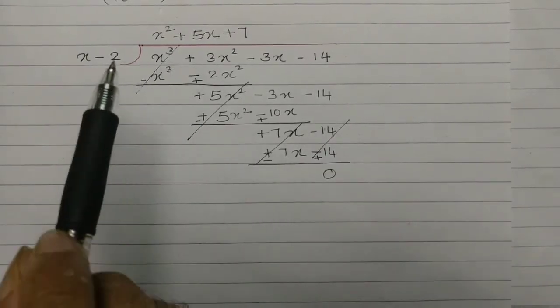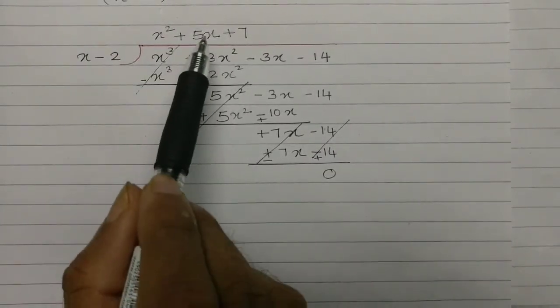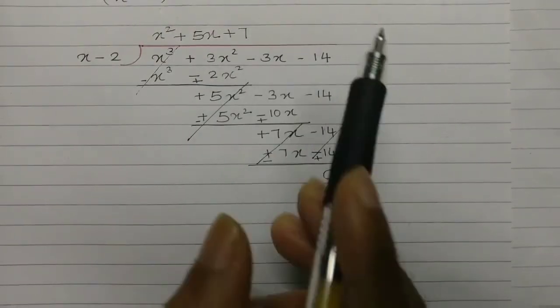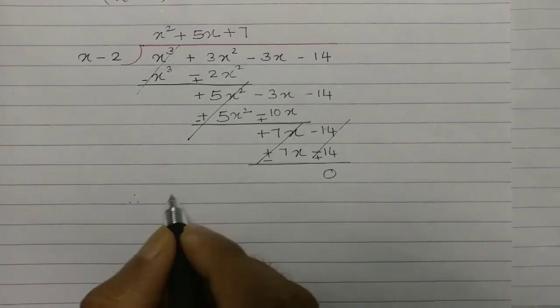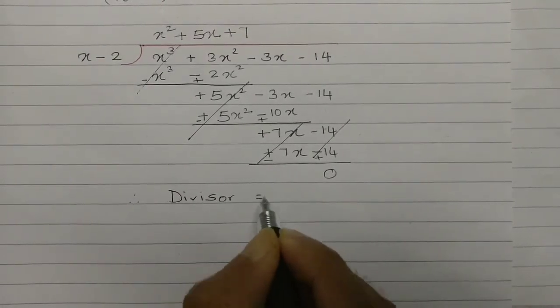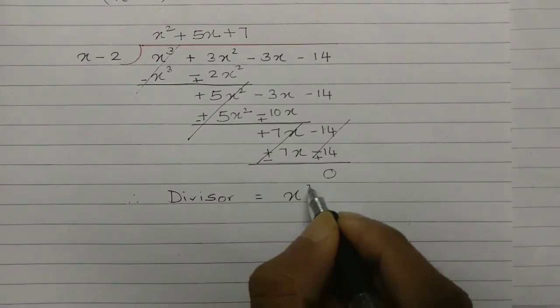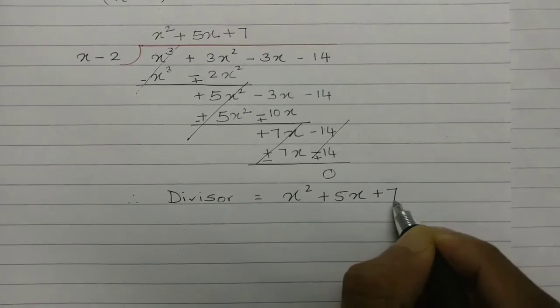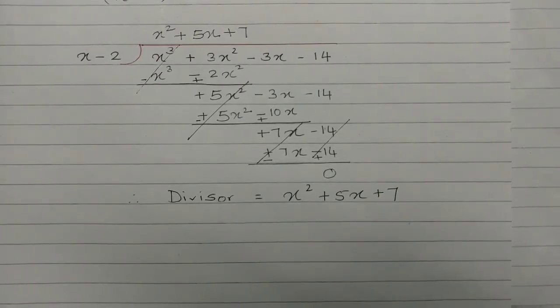Now, what are we asked? We are asked to find out the divisor. That divisor is this. So I'll write, therefore divisor is equal to x square plus 5x plus 7, and I'm done with the problem.